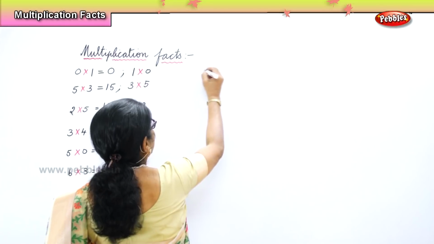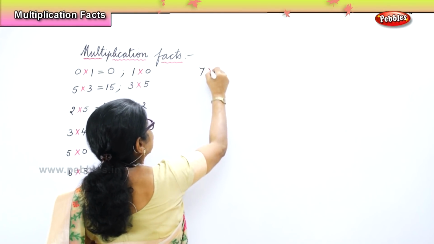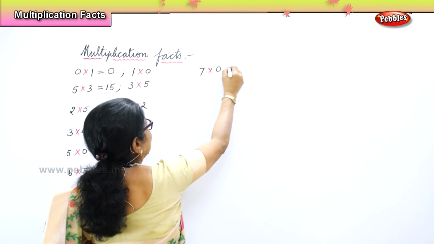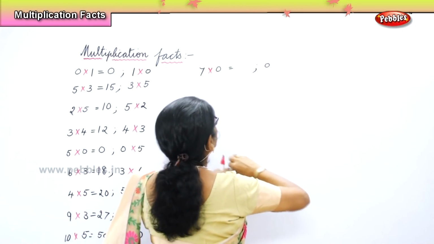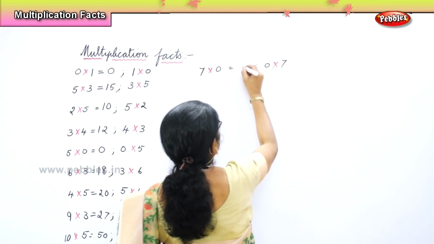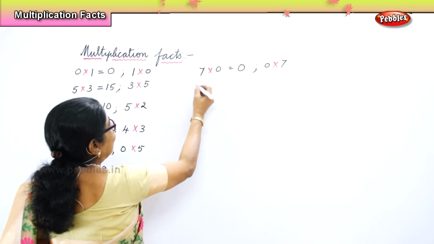Now, 7 into 0. What is 7 into 0? It is the same as 0 into 7. What is 7 into 0? 0, same. Alright.